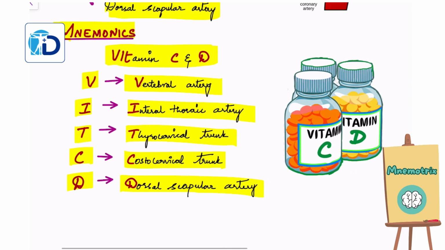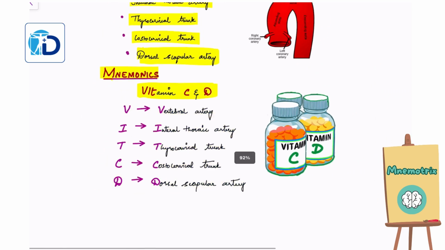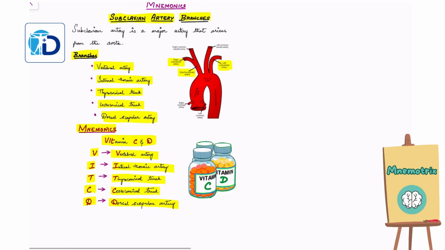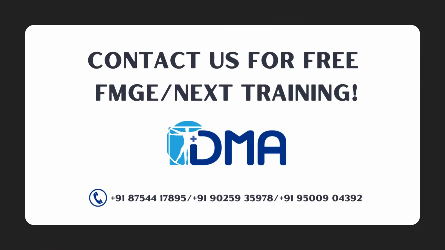So by using the mnemonical term vitamin C and D, we can easily remember the main branches of subclavian artery. Wow.